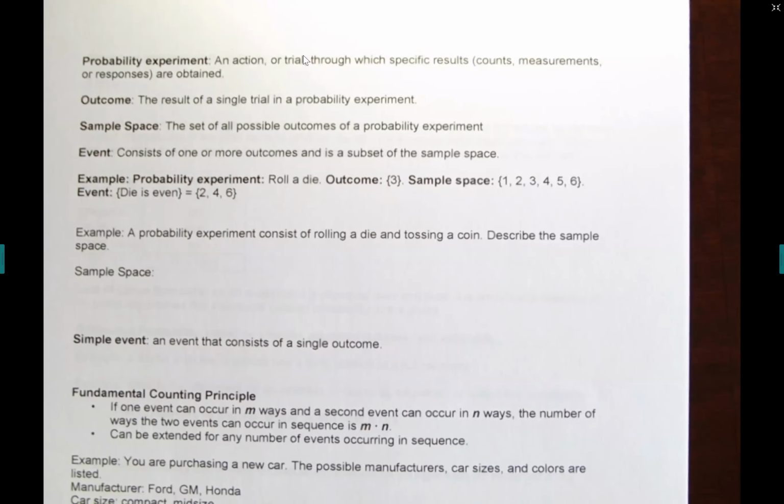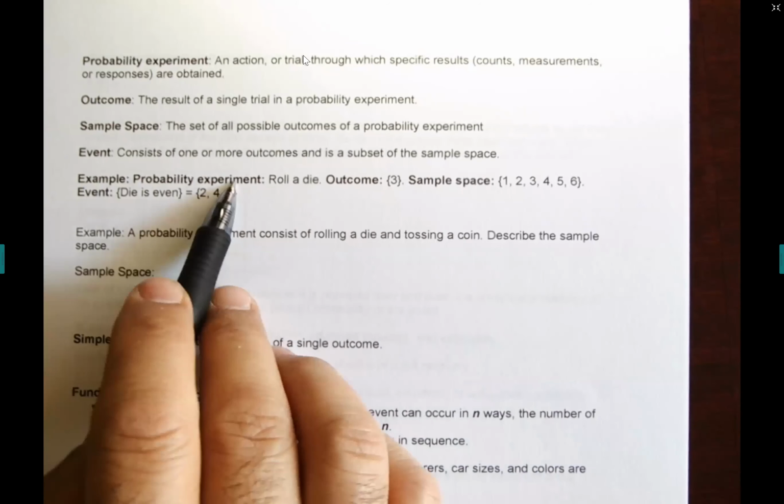What is an event? An event consists of 1 or more outcomes, and it is a subset of the sample space. For example, let me give you an example of an event. You roll a die. You would win if you get an even number. So what are the possible numbers that you should get on the die in order to win? If you get 2, you win. If you get 4, you win. If you get 6, you win. That's your event. So here is an example. Probability experiment. Roll a die. That's an experiment.